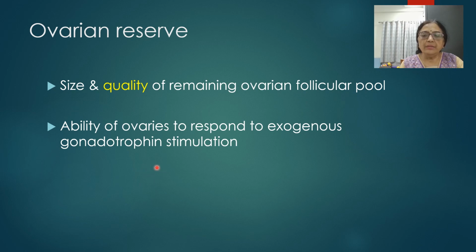And second, what is clinically relevant about the ovarian reserve is, whenever we say the patient has good ovarian reserve, it indicates that the ability of the ovaries to respond to exogenous gonadotrophin stimulation is good. If I say the ovarian reserve is poor, that means the ability of the ovaries of that patient to respond to exogenous gonadotrophin stimulation is poor. So when we comment about ovarian reserve, anatomically it is how many follicles are remaining and how good the follicles are quality-wise.